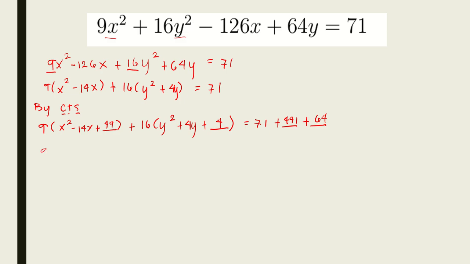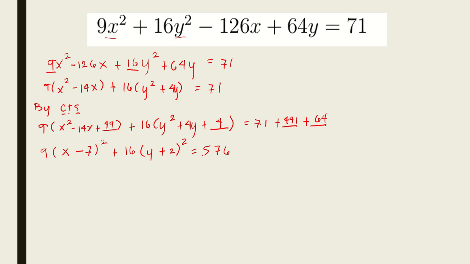After doing that, that is 9. We express this one into a square, and that is x minus, so what do you think is the value there? So it is x minus 7 quantity squared plus, copy the 16 because we're not yet done, that is y plus 2 quantity squared is equal to, we're going to add that one. So that is 71 plus 441 plus 64, and that's equal to 576. Do you think this is the standard equation?